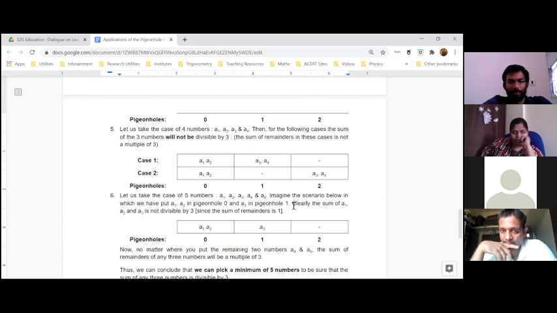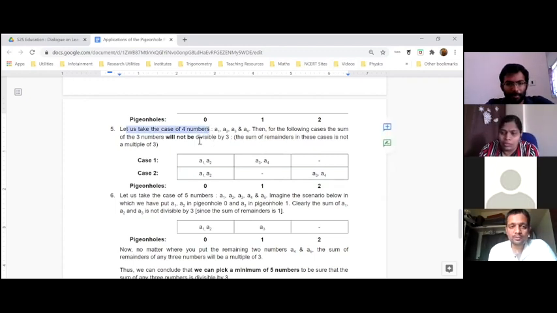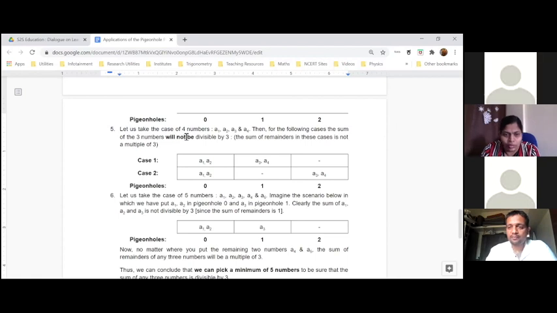Modular arithmetic, because the remainder is 4. If the remainder is 4, which is greater than 3, you can group that into one more group of 3. Correct. So naturally the remainder will be 1. Yes, remainder will be 1. So the 4 numbers also will not work if you take the case of 4 numbers.